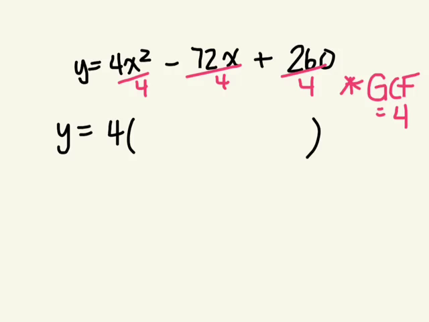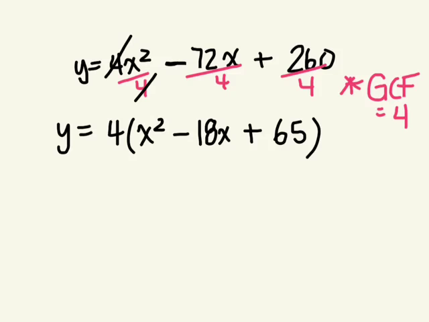What happens here? 4 divided by 4 cancels out. We're left with x squared. What is negative 72x divided by 4? Negative 18x. And then 260 divided by 4 is going to be positive 65. Thank you. Am I fully done? Have I fully factored this? No. Which part of this can still be factored?